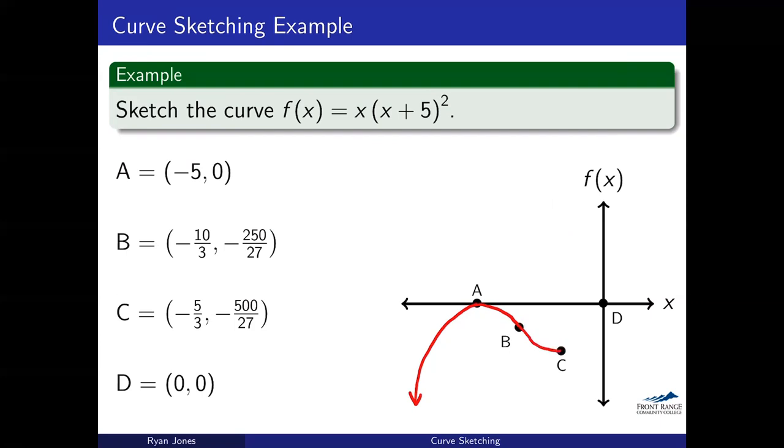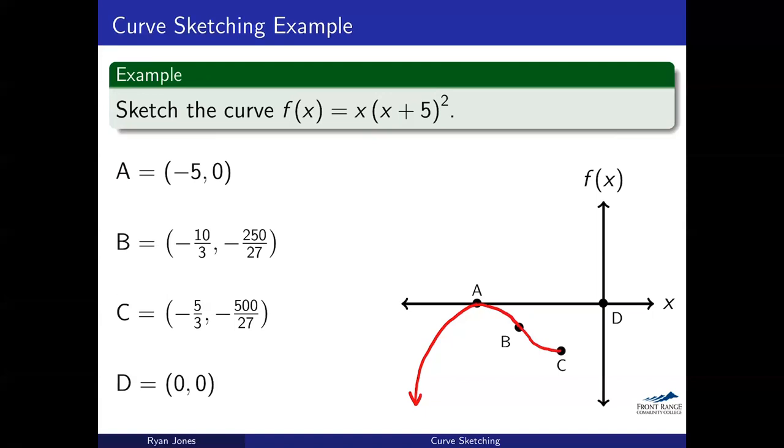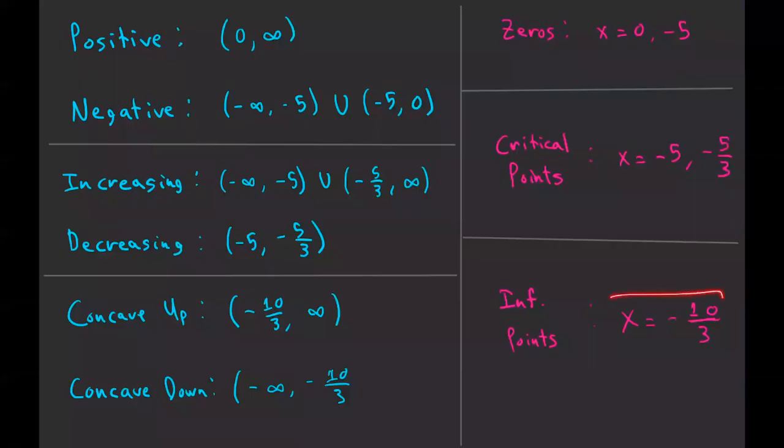Continue this down. And what do I notice here? Well, I notice a couple things already. I notice at A, like we said before, I have an intercept at A. That is an x-intercept there, and that's what we wanted. We had an x-intercept at -5. Also, we had a critical point at -5. So do I? Oh, look, there's a slope of 0. Good. And then what we also saw was that -10/3 was in fact an inflection point.